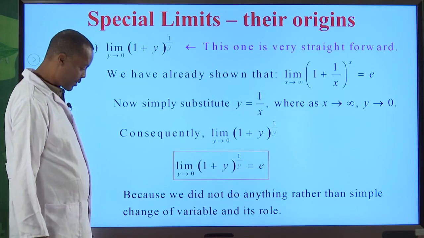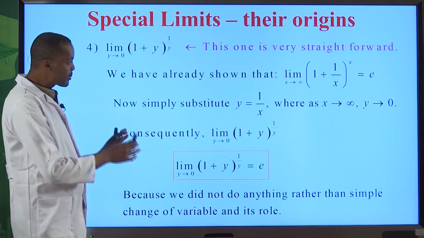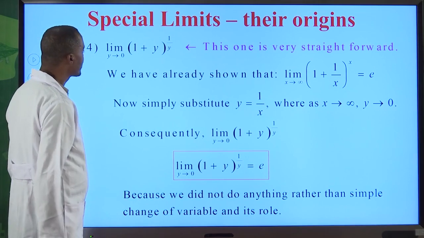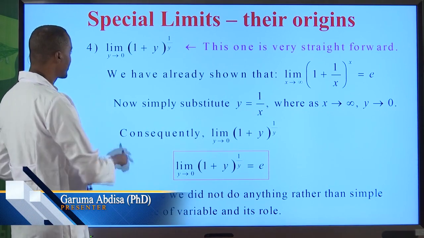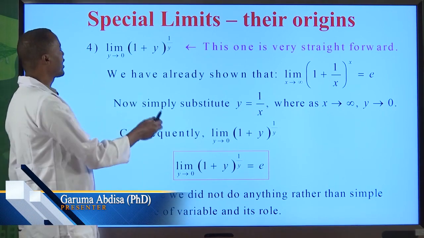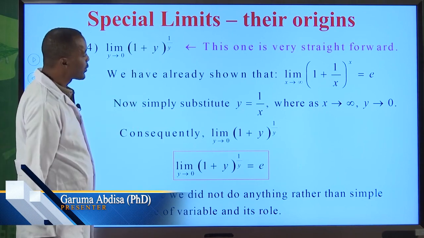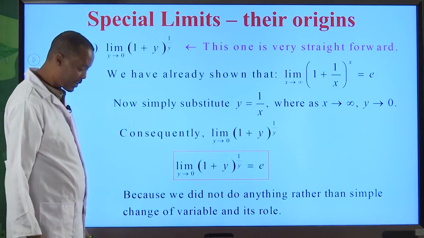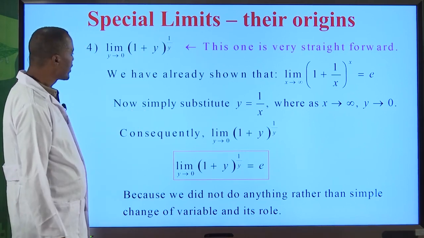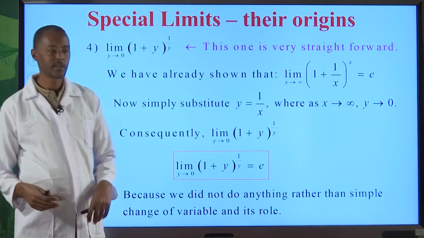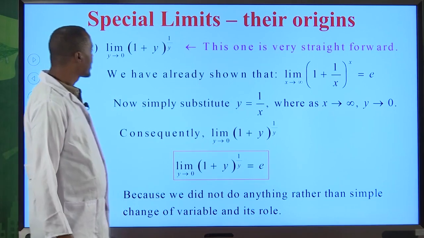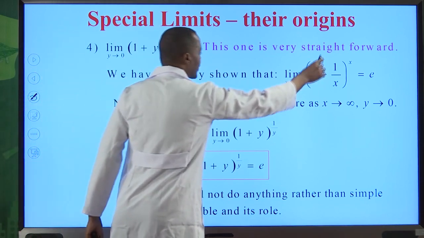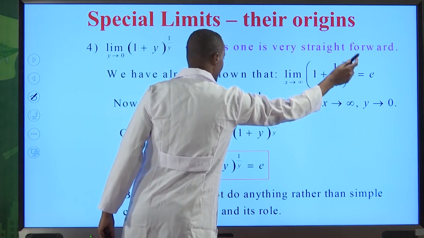That is the fourth special limit, which is pretty simple to derive, because it is just a change of variable, and it is exactly the same as the first limit, but in this form it will also help us to tackle some problems. That's why we can still consider it a special limit, even if it is only a change of variable of the third special limit, that we are able to write this special limit in a different way. We have already shown that the limit of (1 + 1/x)^x is equal to e.